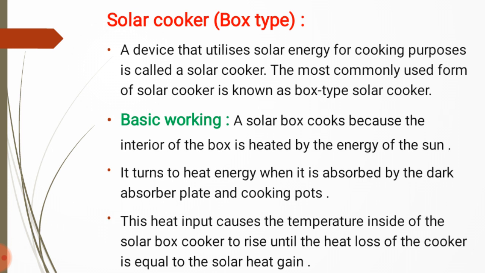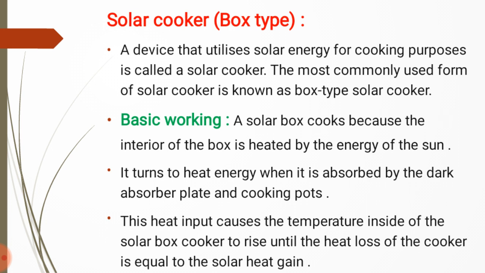But what is the actual principle behind it? Let's see. A solar box cooks because the interior of the box is heated by the energy of the sun. That means there is an arrangement so that there is a box. In that box, a container is placed, and in that container is the food which we want to cook. This arrangement is done such that the solar radiation is collected on the mirror, and from that mirror the solar radiation gets reflected and then again focused inside that box, so that the temperature of the box increases, and solar energy is converted into heat energy, and with the help of that heat energy the food is cooked.